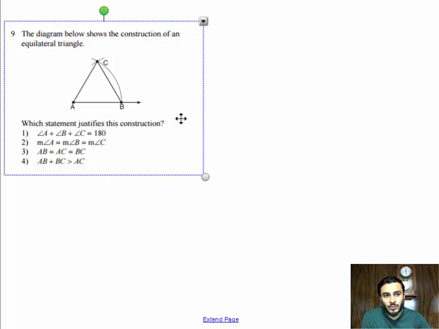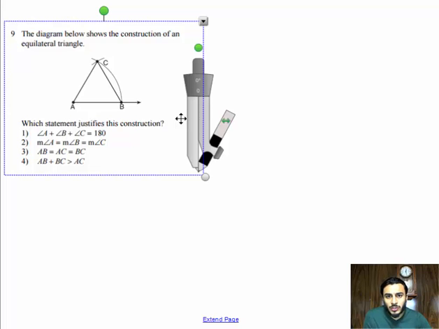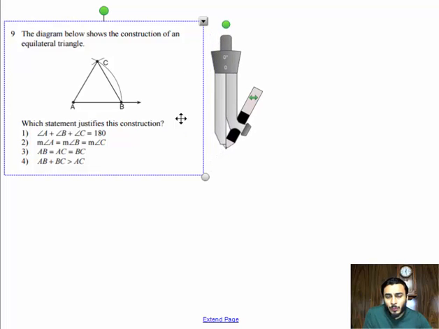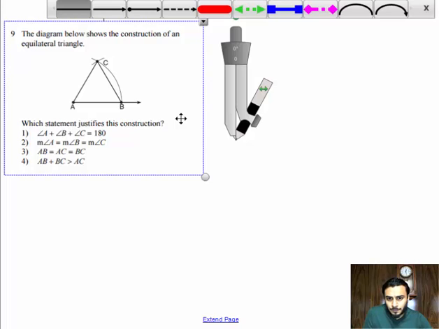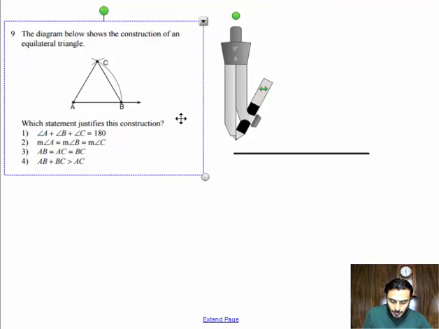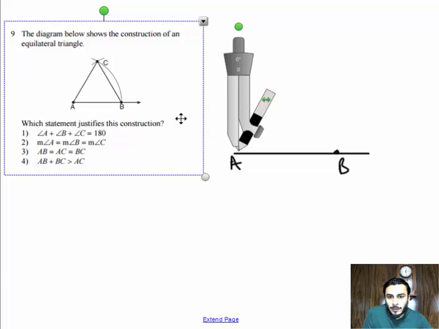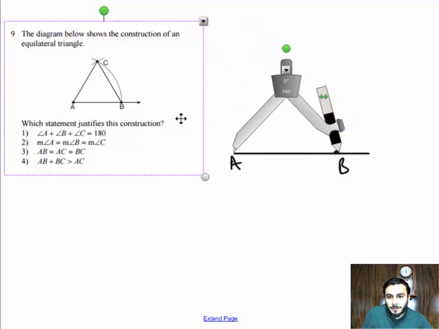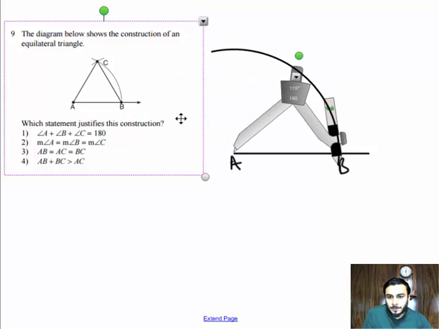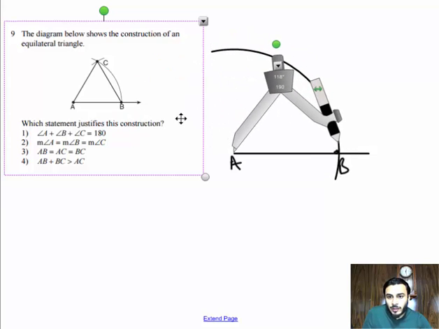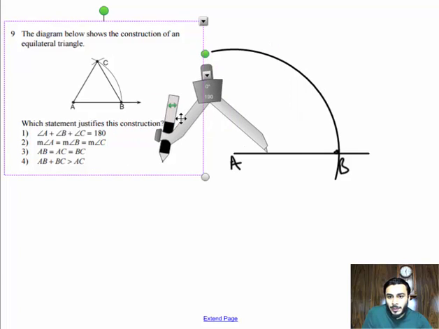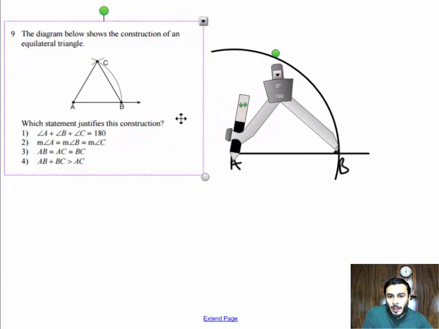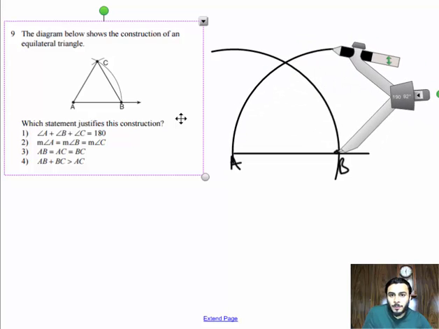So why don't I just show you? So the way that the construction is done, you begin with a segment. Let's call it segment AB. All right, so you begin with a segment, and you will swing an arc like so. You'll keep the compass setting the same. Put it on point B this time, and swing an arc like so.